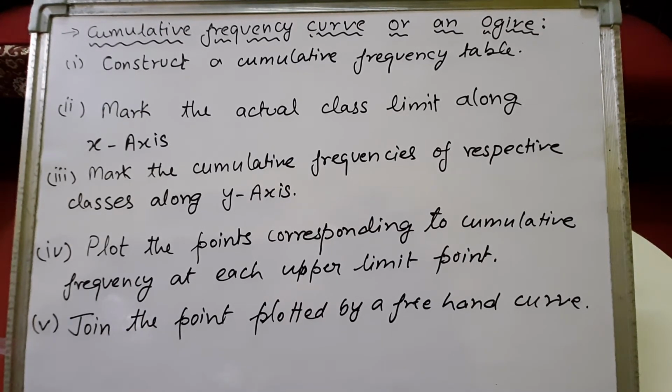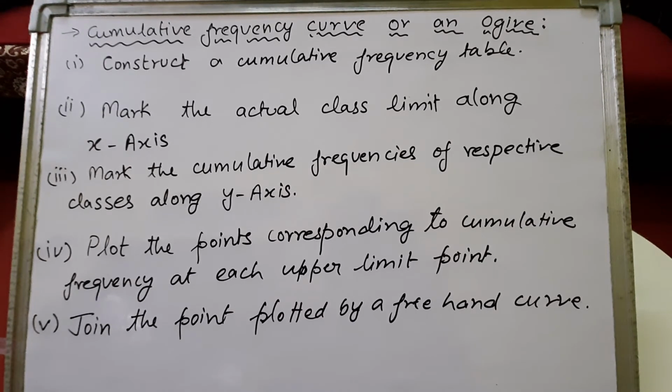Let's see the third point: mark the cumulative frequencies of the respective classes along the y-axis. In the histogram we were plotting frequencies along the y-axis. Now in the frequency ogive, we'll be plotting cumulative frequency along the y-axis, right? Remember this, cumulative frequency will be plotted along the y-axis.